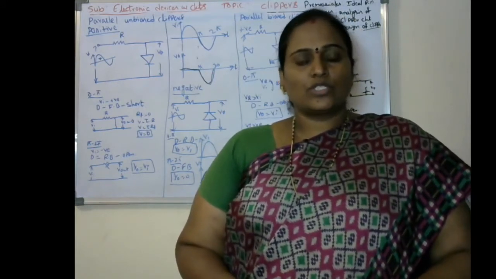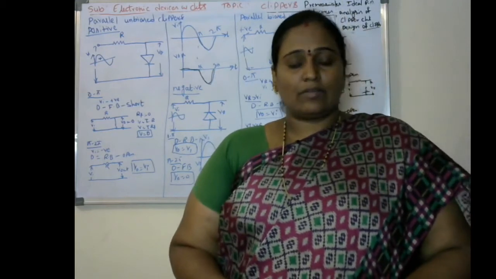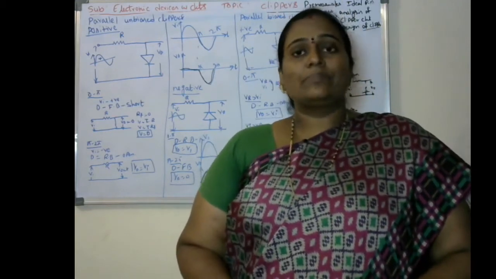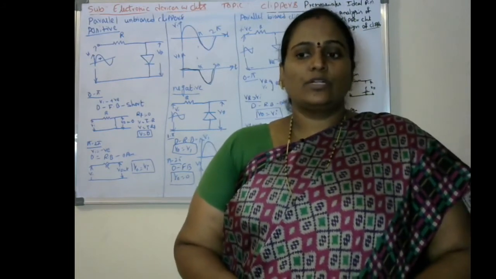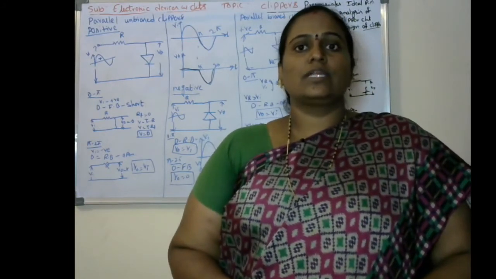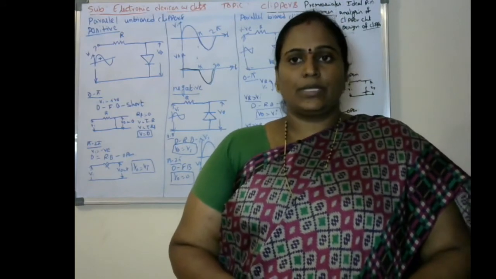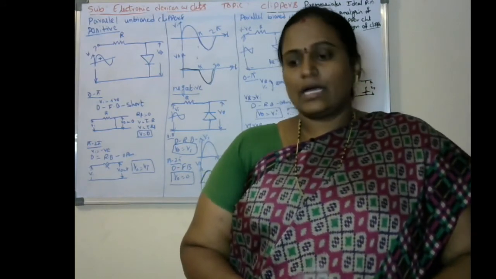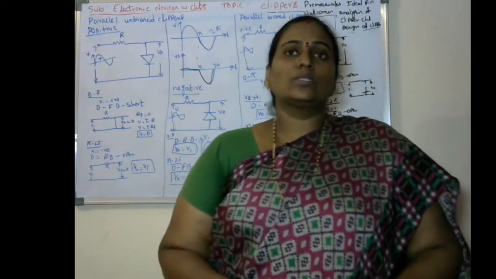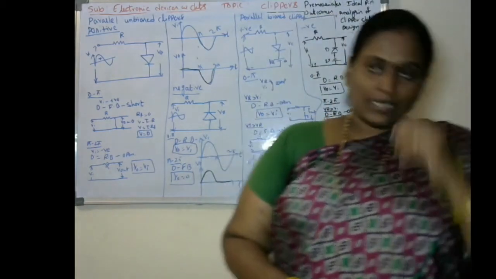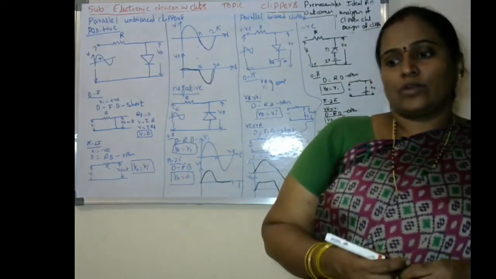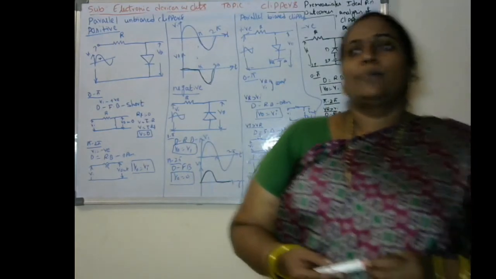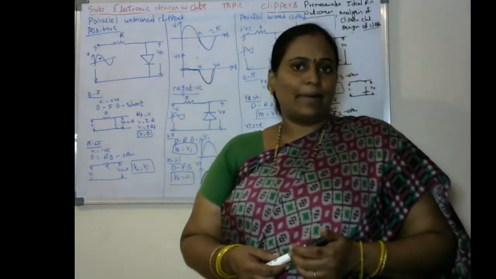If it clips the positive portion, because of the way we made the connection, it is called a positive clipper. If it cuts the negative portion of a signal, it is called a negative clipper. In this lecture, we are going to mainly concentrate on how to make the parallel connection of the clipper circuits, and why it is called a parallel circuit.